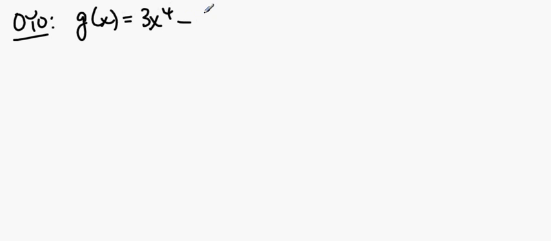A quick OYO for you. Something to do quickly on your own. Identify intervals of increase and decrease for 3x to the fourth minus 8x cubed minus 18x squared plus 4. So hit the pause button, take derivative, set up a number line, establish intervals of increase and decrease.